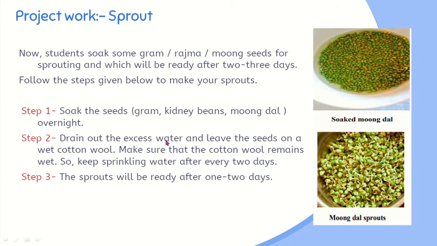Drain out the excess water and leave the seeds on wet cotton wool. Make sure that the cotton wool remains wet. The sprouts will be ready after 1 or 2 days. As you can see in this picture, the sprouts are ready. A small fine thread will come from the dal. This is the sprout making project.